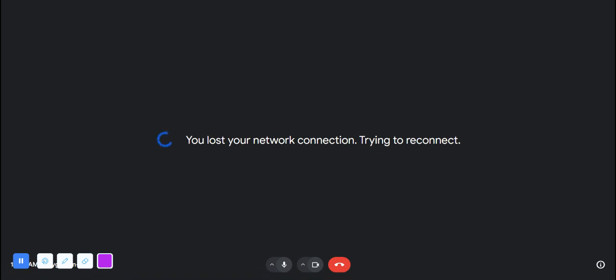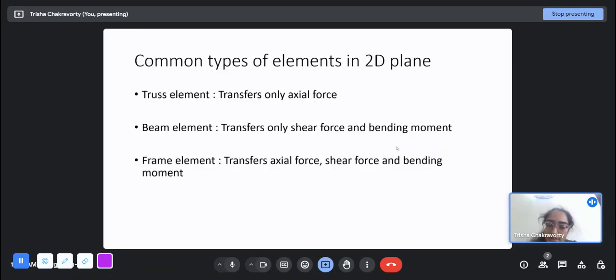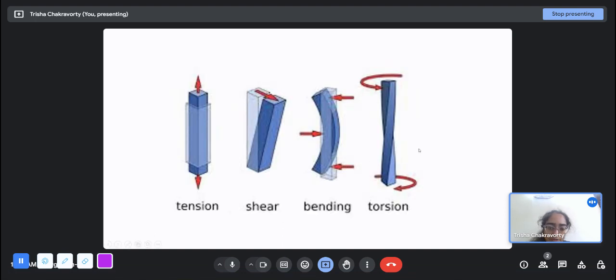So we idealize it, and a lot of structures we idealize in the 2D plane. For example, one very common element is a truss element. It transfers only axial force, and the beam element transfers only shear force and bending moment, and the frame element is kind of a combination of the two, because they transfer axial force, shear force, and bending moment, all three of them. So now in the previous one we saw these are the four types of forces.